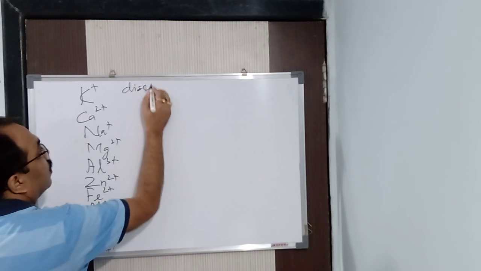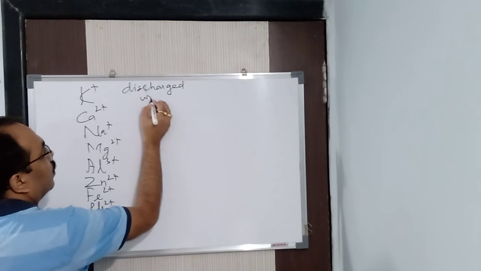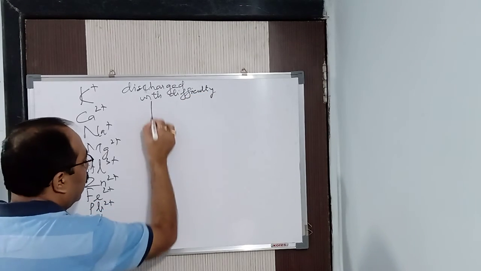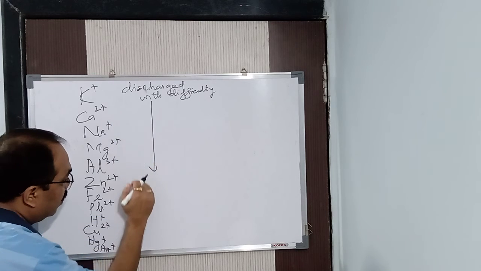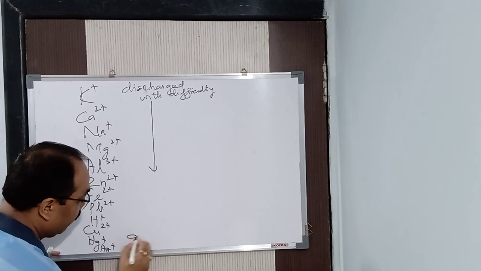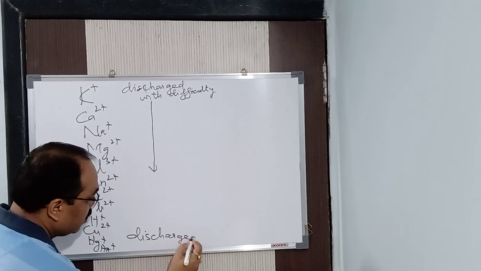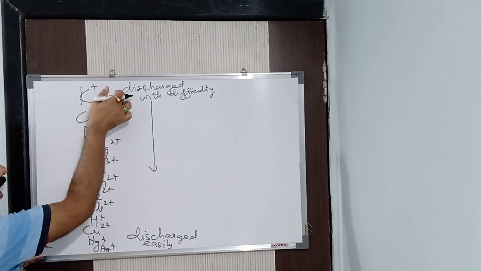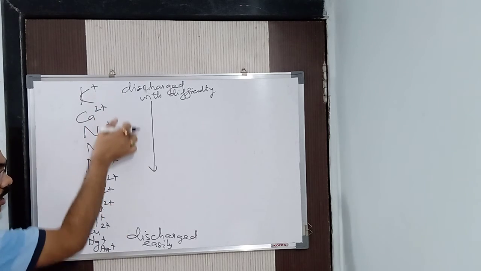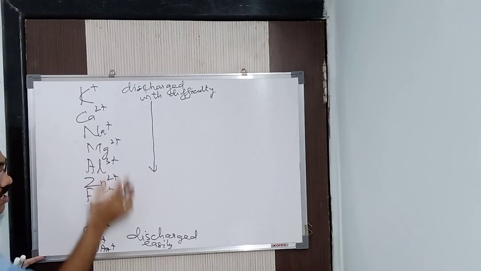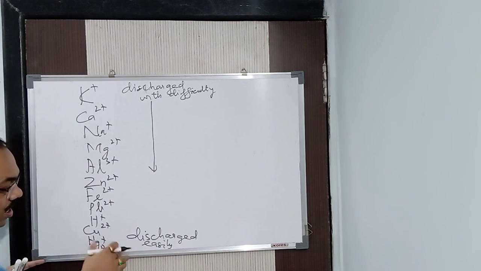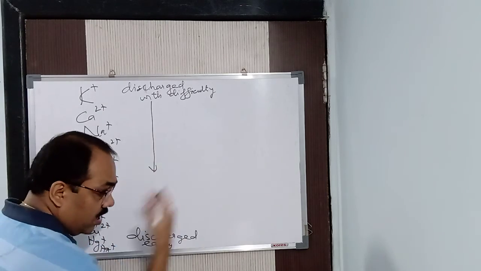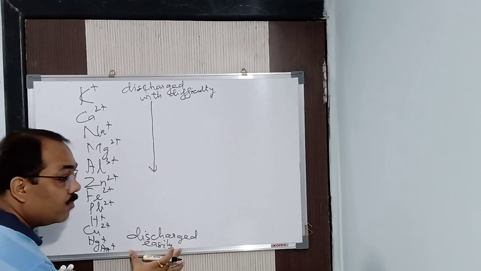The ions that are discharged with difficulty I have kept at the top of the series. Now the difficulty level goes on decreasing, and at the bottom of the series I have kept the ions which are discharged easily. That means I have arranged the series in decreasing order of difficulty level. The ions which are discharged easily are those which are ionized as well as readily discharged. After ionization it also has to discharge at the respective electrode. So they are kept at the bottom of the series.